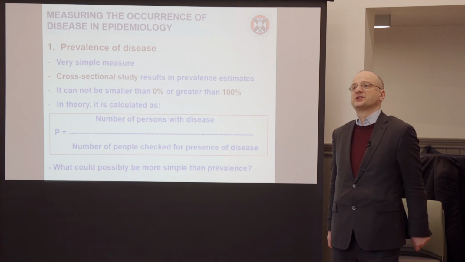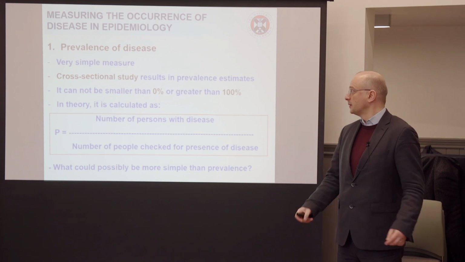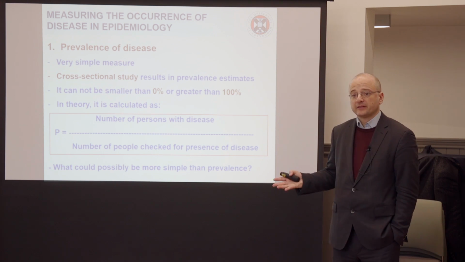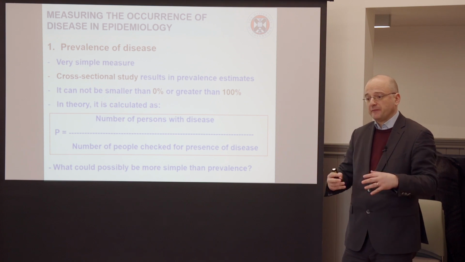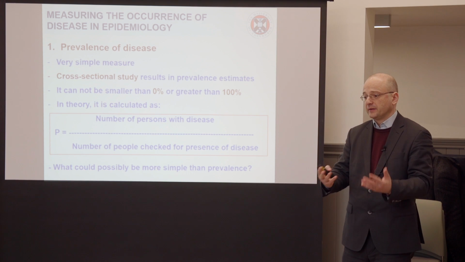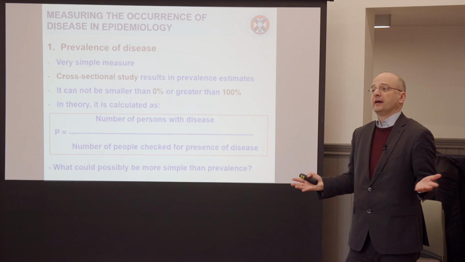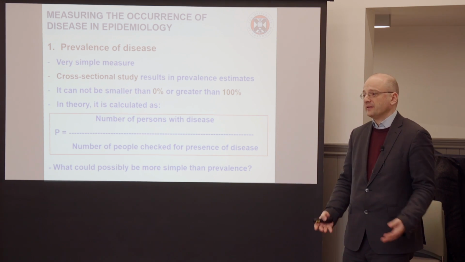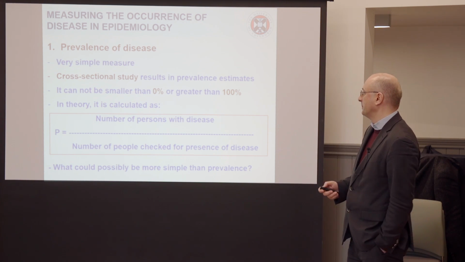So how can you measure the occurrence of disease or the burden of the problem in the population? Well, the first thing that comes to mind is prevalence of disease. Basically, just go into some population, find 100 people and ask them to have themselves diagnosed of disease and establish how many of those 100 people have a disease and how many haven't. And that's your prevalence. I mean, what could possibly be more simple, right? Okay, let's see if it's so simple.